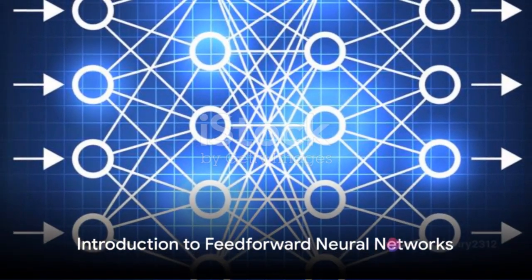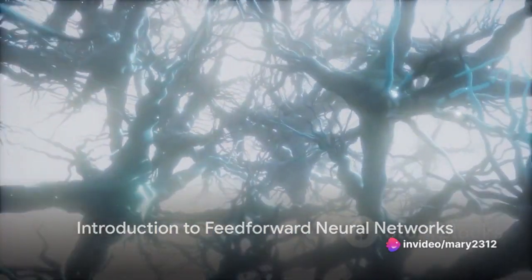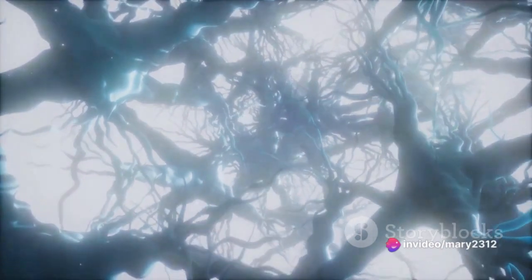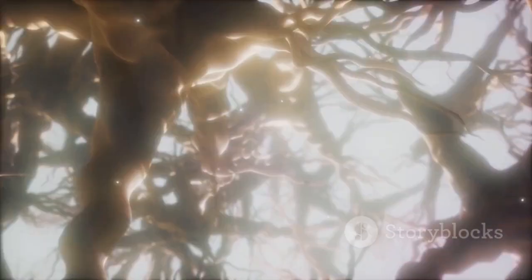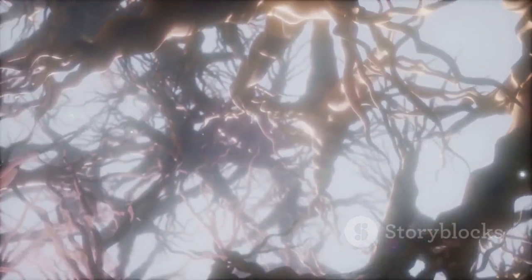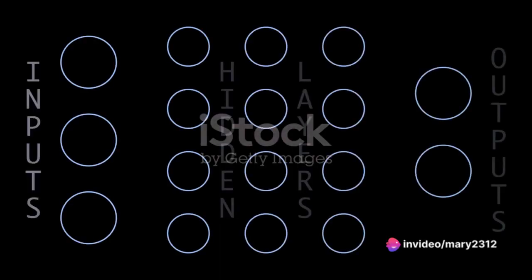Ever wondered how artificial neural networks work? Well, it's time to explore the fascinating world of feedforward neural networks, or FNNs, a fundamental type of artificial neural network that forms the bedrock for many other neural network architectures. Imagine a structure of interconnected artificial neurons, also known as nodes or units.